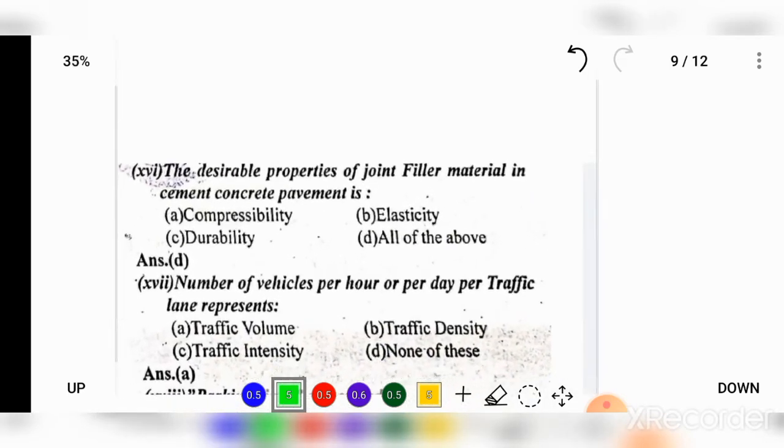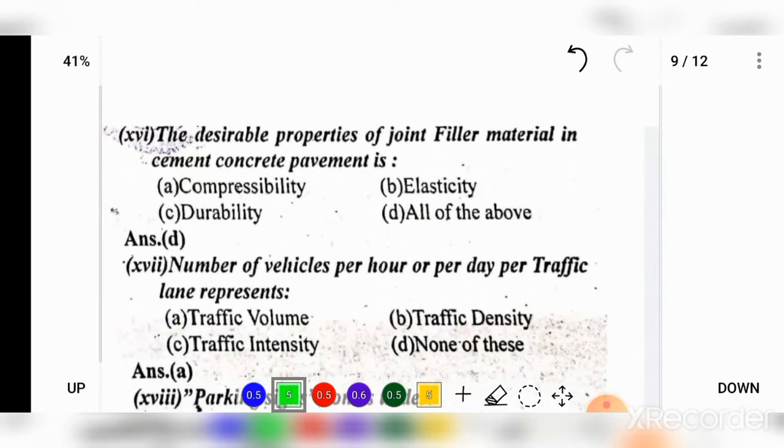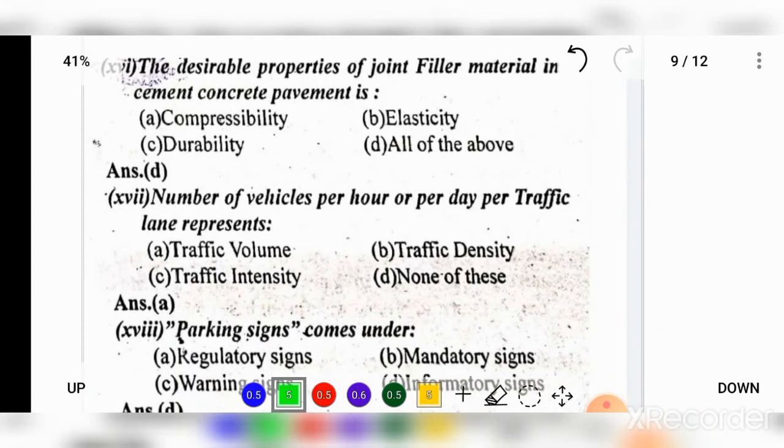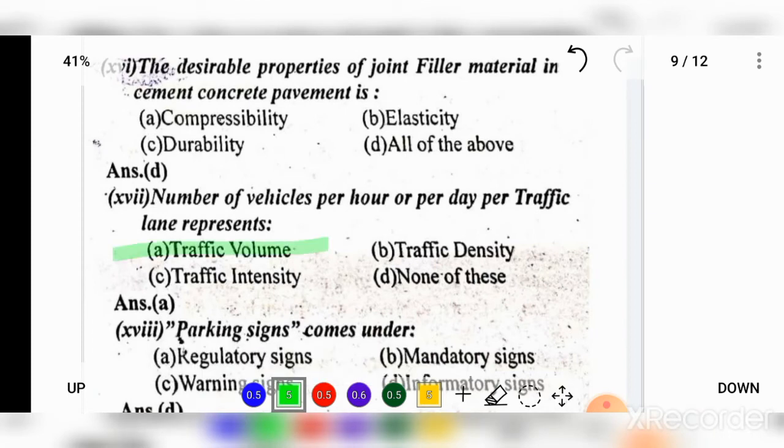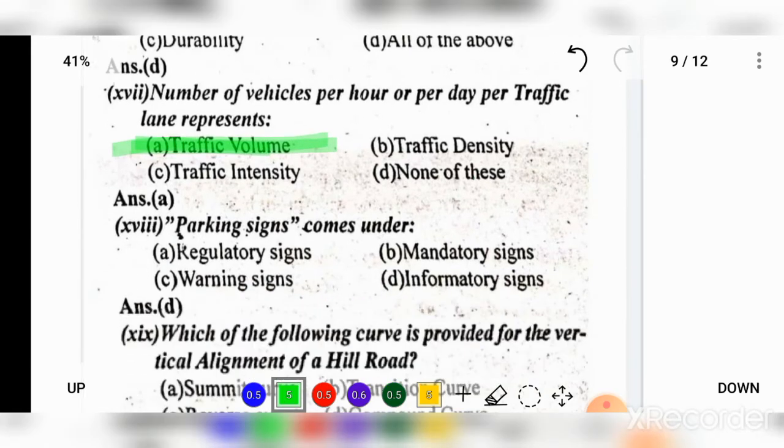The desirable properties of joint filler material in cement concrete pavement is: compressibility, durability, elasticity, all of the above. The correct answer is all of the above. Number of vehicles per hour or per day, per traffic lane represents traffic volume. The correct answer is traffic volume.